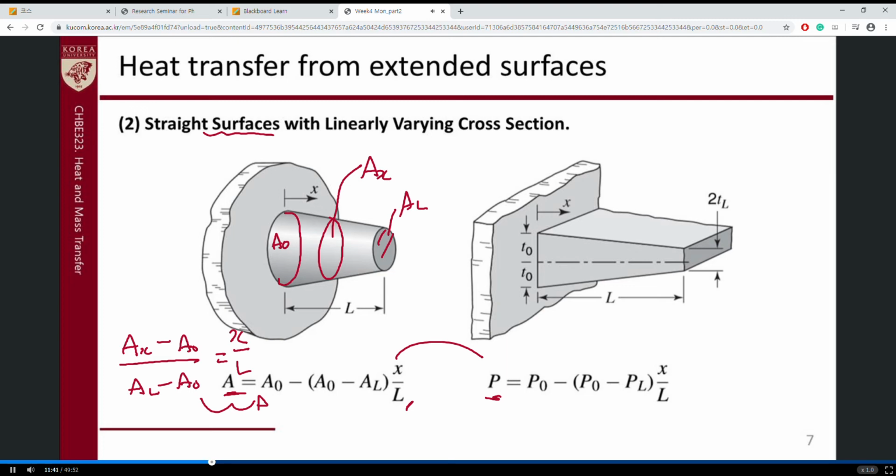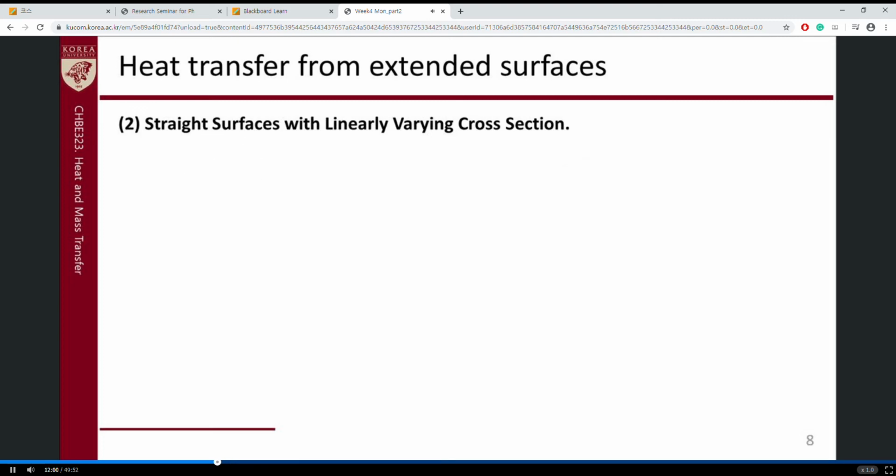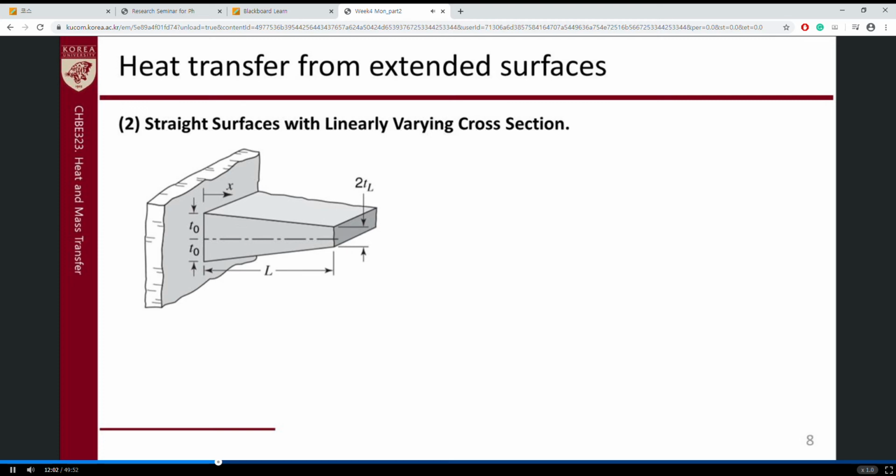All right, so in these cases, once you find the straight surface with linearly varying cross-section, then you should add the area factor like this, and now the area is a function of the x value, right? So it can be changed. Okay. So not only this circular stuff, let's also derive this kind of rectangular stuff.